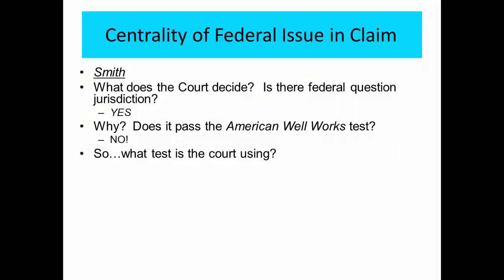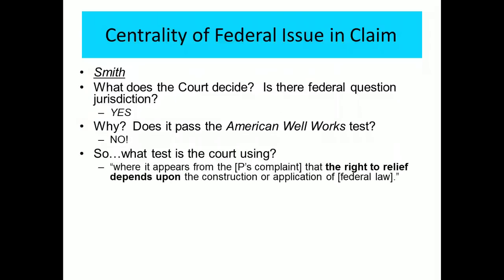So what is the court doing here? Well, in Smith, the court announced this test. It says, where it depends upon the plaintiff's claim or plaintiff's complaint that the right to relief depends upon the construction or application of federal law, we should be able to have access to the federal courts under 1331.